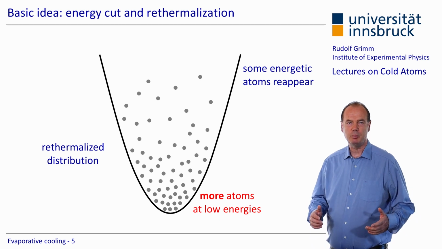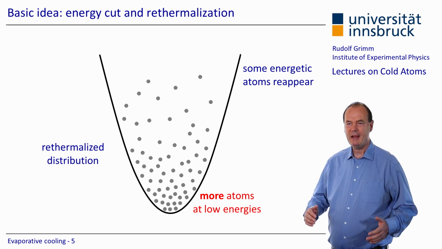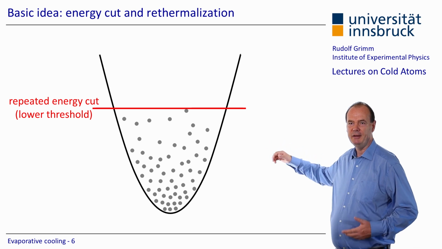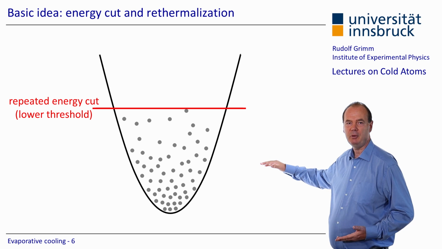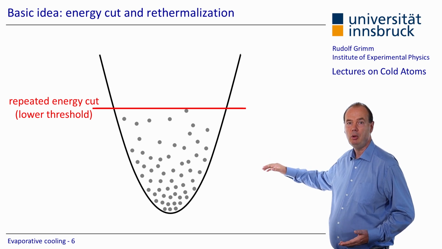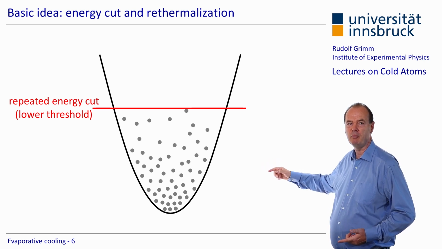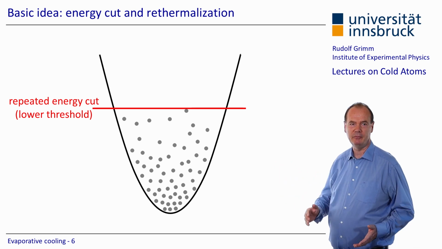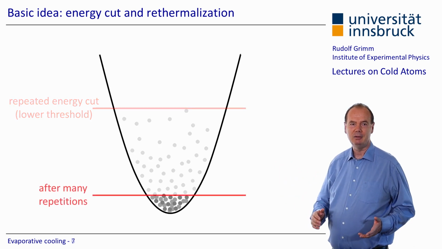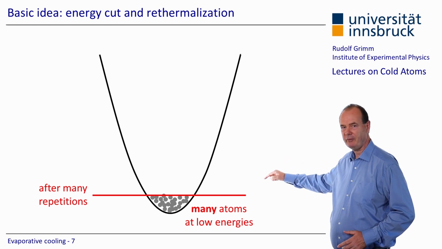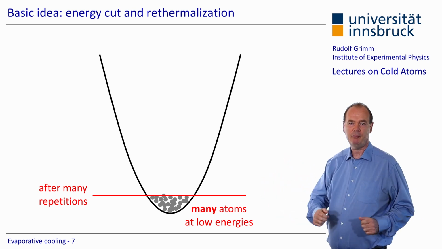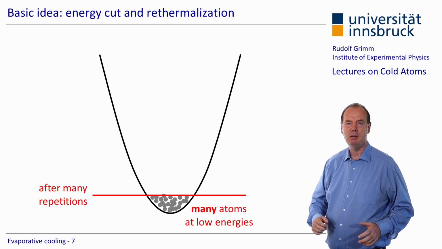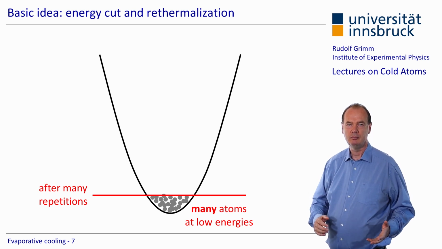Now we can repeat the procedure. We again apply an energy cut, and this time we can lower the threshold a bit, since the sample is getting colder. We let the sample rethermalize and we repeat everything many times. At the end we get many atoms at low energies. This is real phase-space cooling, which we need in many experiments.